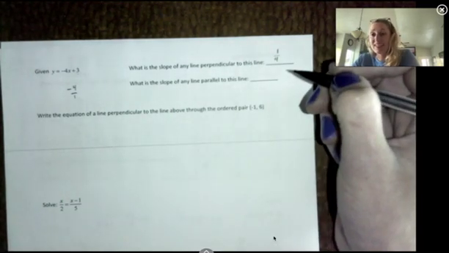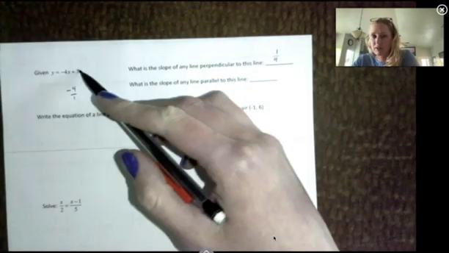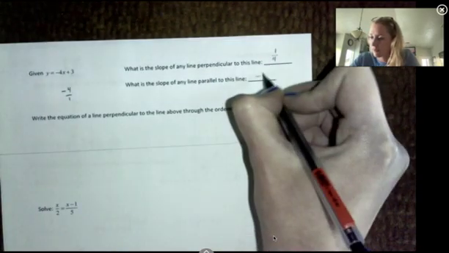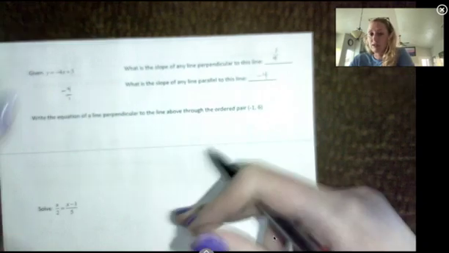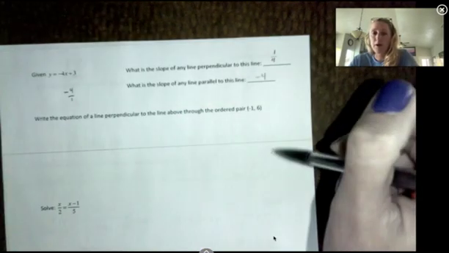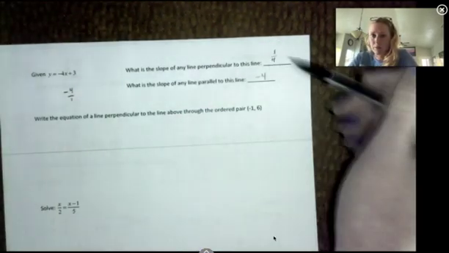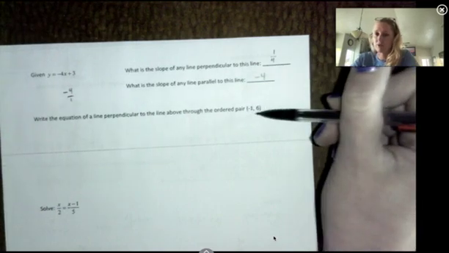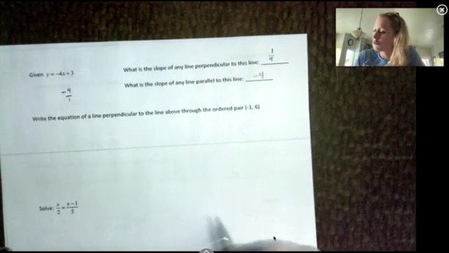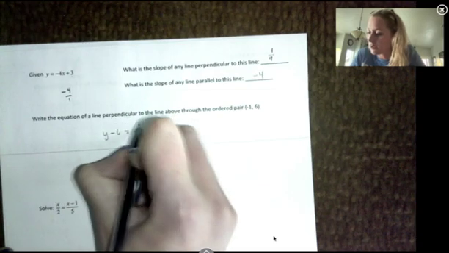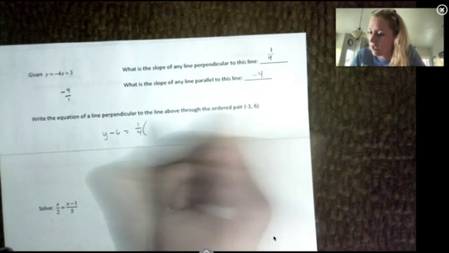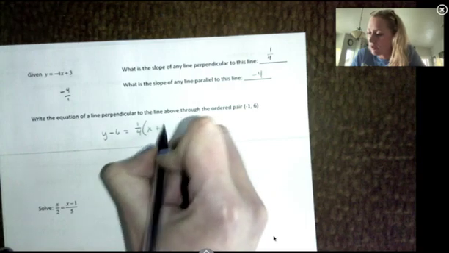Parallel lines have the same slope. So if I want a line parallel to this original one, it also must have a slope of negative 4. This one is asking me to use this equation, write a line perpendicular to this one, so I already know the slope has to be 1/4, but it has to go through this point. So I'm going to use point slope form. So y minus 6, the slope I know has to be 1/4 to make it perpendicular, times x minus negative 1, or x plus 1.